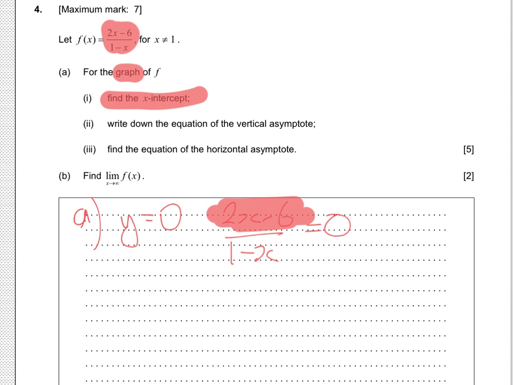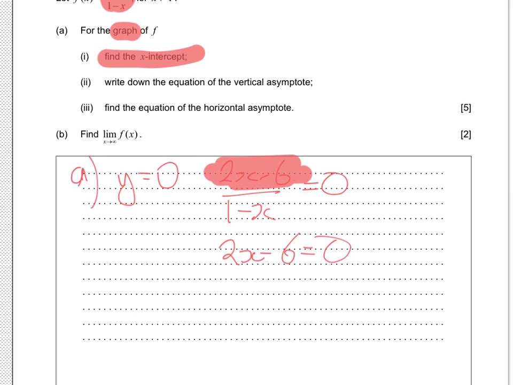So we're really just solving the equation 2x minus 6 is 0, and you can probably do that in your head, but just to formally go through the steps, we get 2x is equal to 6, which means x is equal to 3, is our x-intercept.